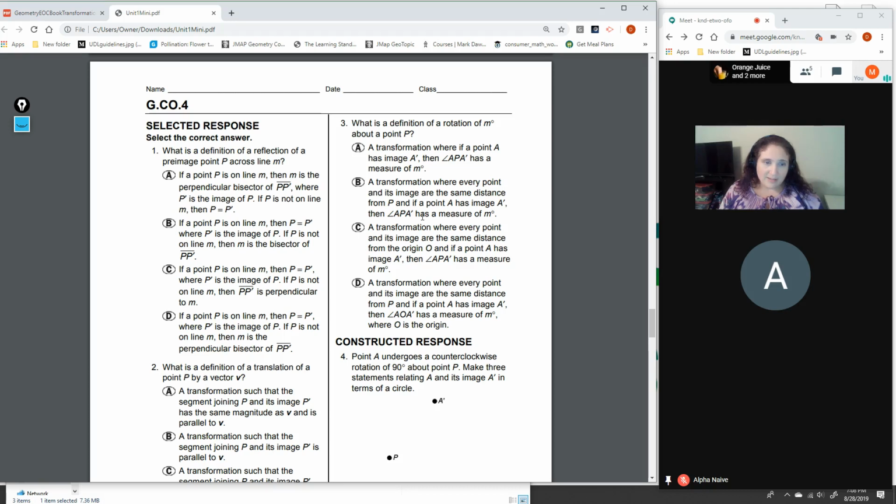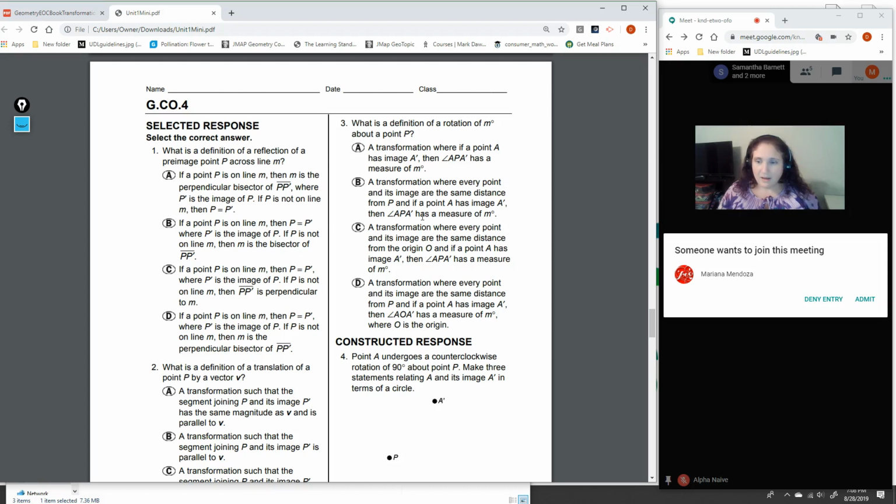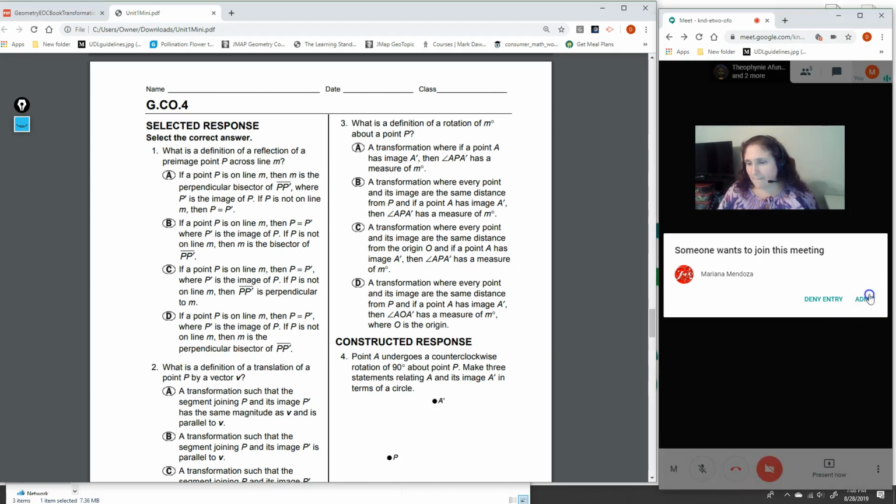Okay, what is the definition of a reflection of a preimage point P across line M?